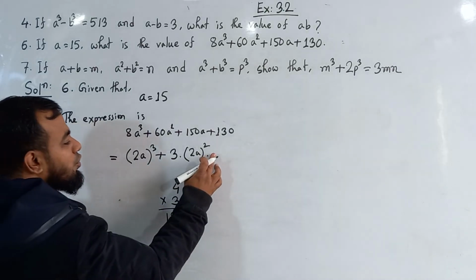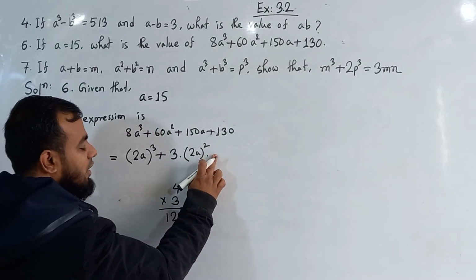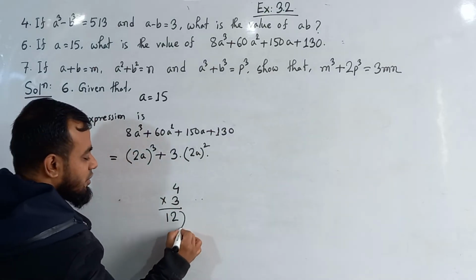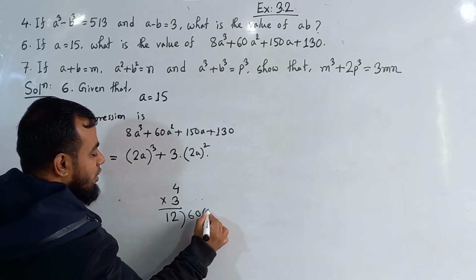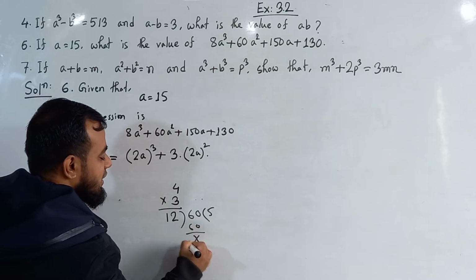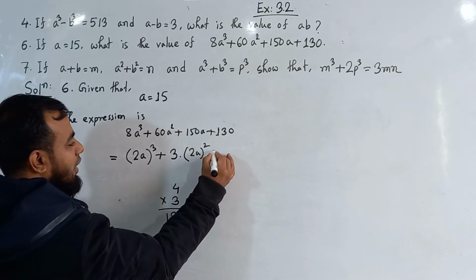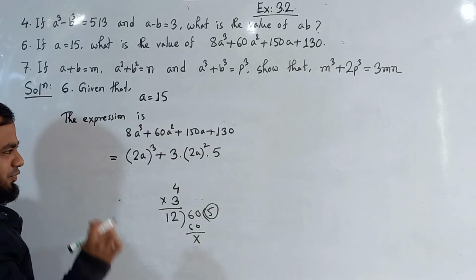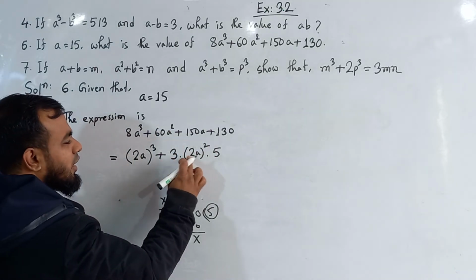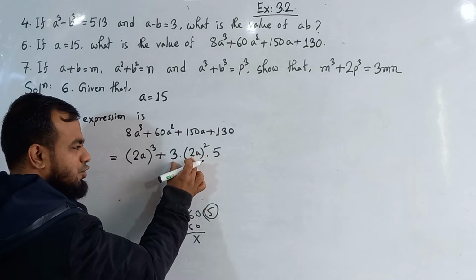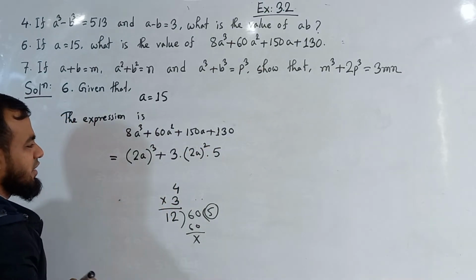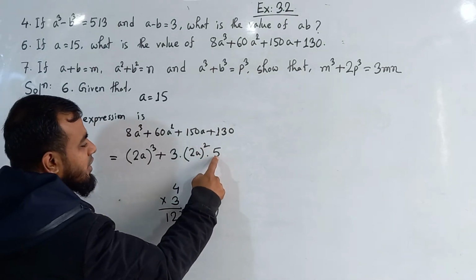Now what number can be multiplied with 12 to make 60? That means we need to divide 60 by 12. So 12 fives are 60. This means that here will be 5 multiplied with 12, then we will get back 60. So this one is 3 multiply 2 squared, which is 4. 3 fours are 12, 12 fives are 60, and a squared we have. And we have created here 3a squared b.